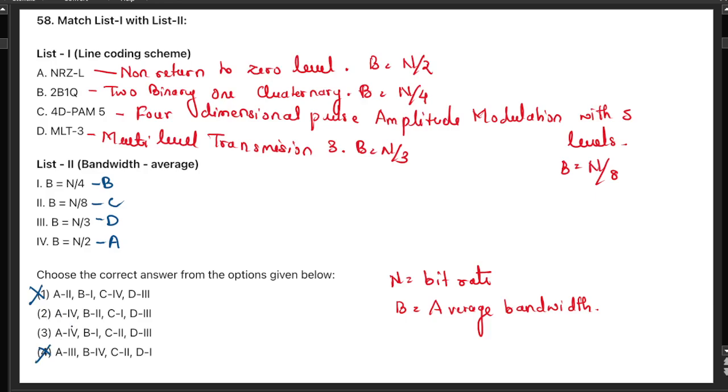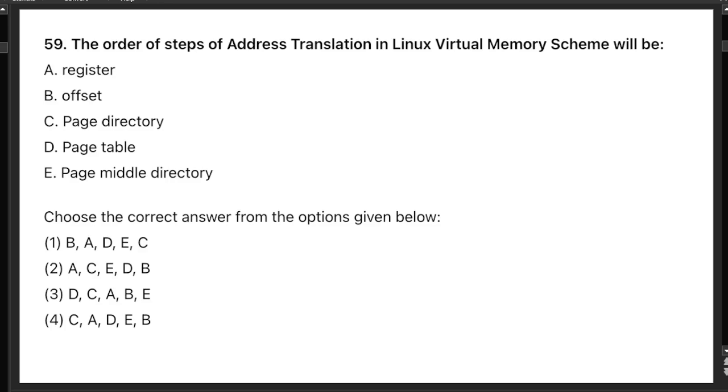Let's see what we can eliminate. From B itself we can eliminate, because B is matching with 1. So definitely option 2 is not correct, because here B is matching with 2. And here option 3 is absolutely correct. Why? Because A is matching with 4th, B is matching with 1, C is matching with 2nd, D is matching with 3rd. So I hope you got this, everyone.